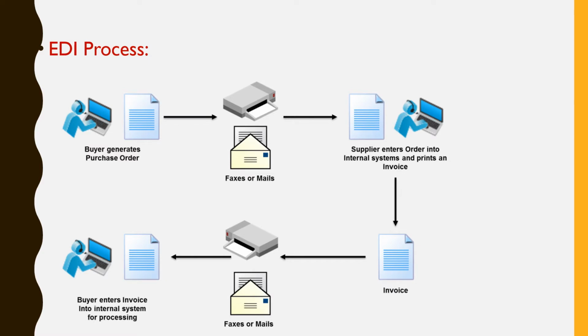Next one, EDI process, electronic data interchange process. A buyer generates a purchase order. Given the order to a company, the company receives the mails or faxes, and sends the entire order to the supplier's internal system, prints an invoice, and gives the invoice by fax or mail to the customer who ordered the product. That is a simple EDI process activity in electronic data interchange.